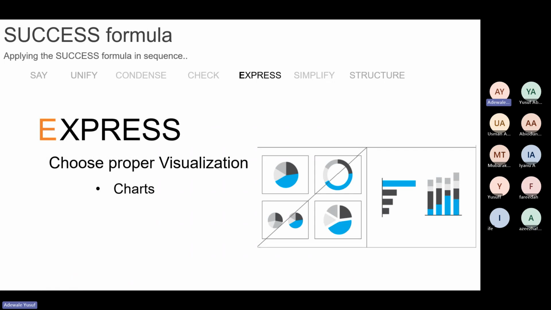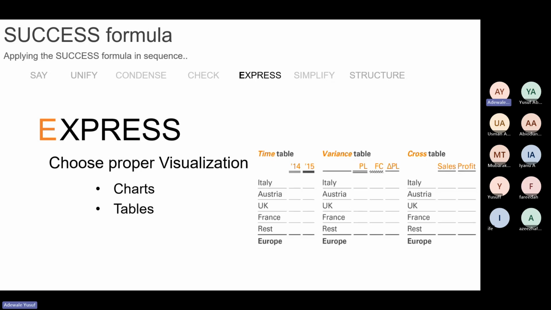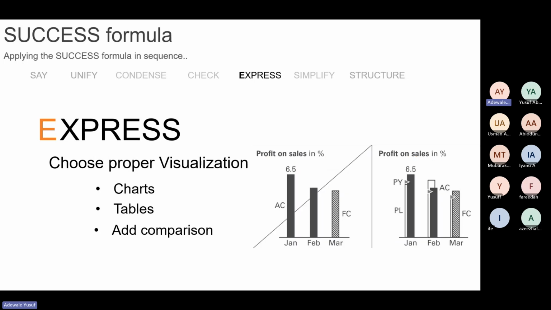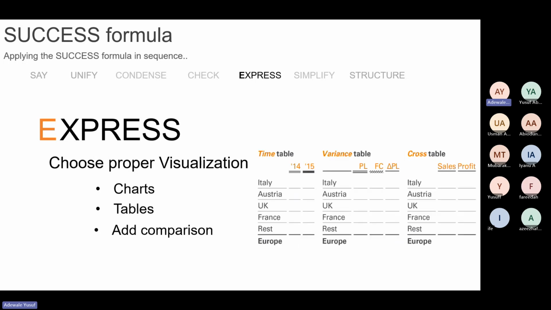Now, the other one is express: choose a proper visualization. What that means is that there are charts and tables. You use a table when you're trying to show an exact number. When you're not trying to show an exact number, that's when you use a chart. And always add a comparison. Any visualization without comparison is not really a good visualization.